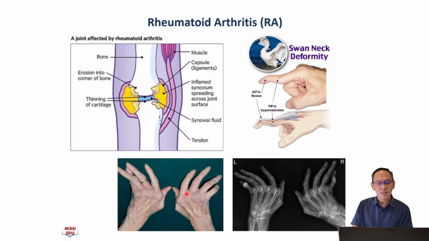And you can see this is quite a severe stage of rheumatoid arthritis over the hands until it impaired the function of the hand. They can't even button their own shirt, they can't even feed themselves. So it's a very debilitating disease. And look at the x-ray of this hand. Most of the hand joints are already distorted and dislocated as well.